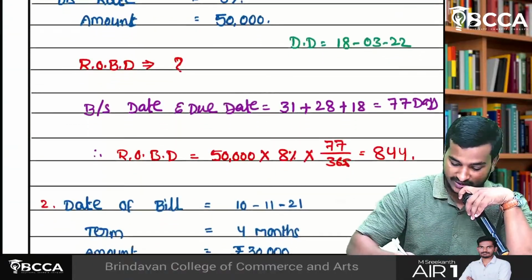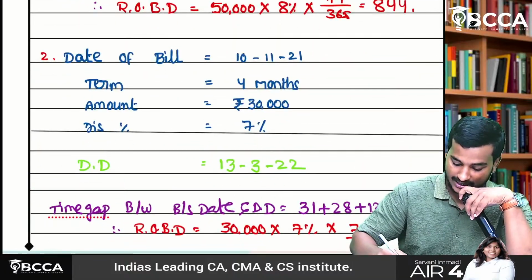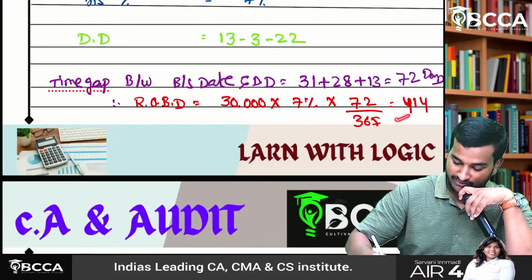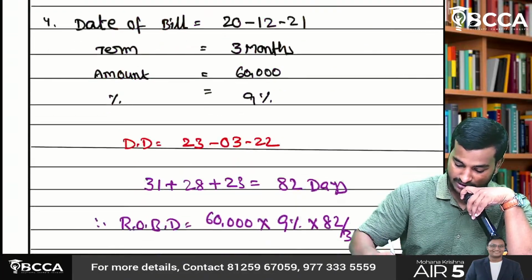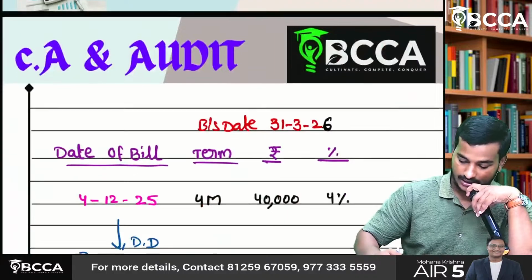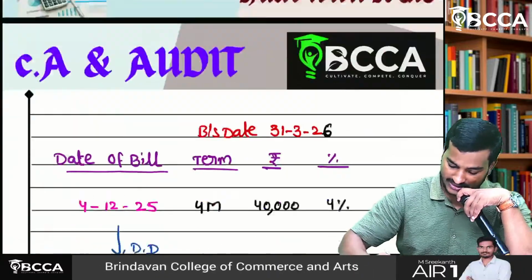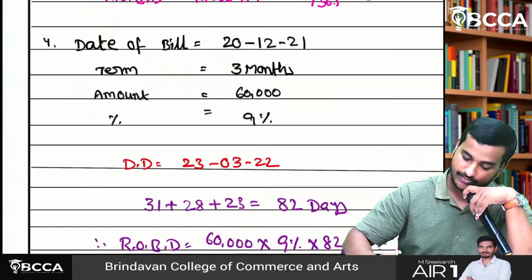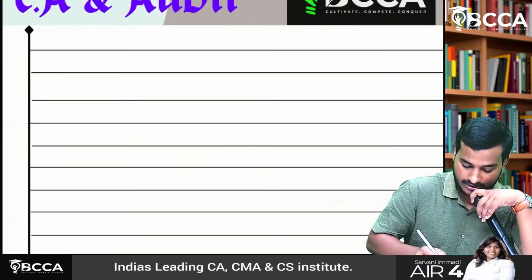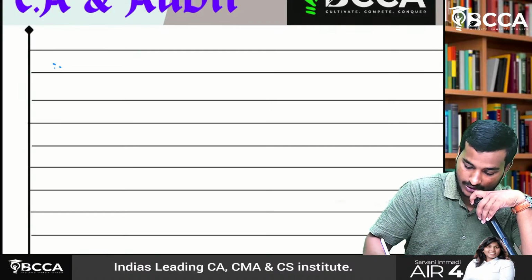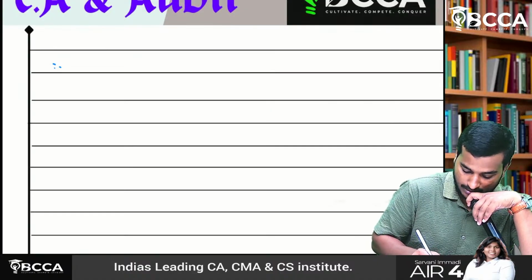So for the first bill 844, second bill 414, third bill 667, fourth bill... Then what is this nonsense? Okay. Then write down, therefore, total rebate on bill discount.